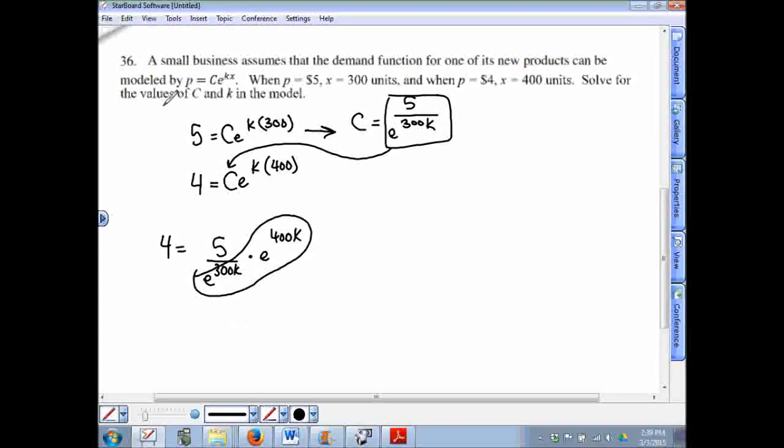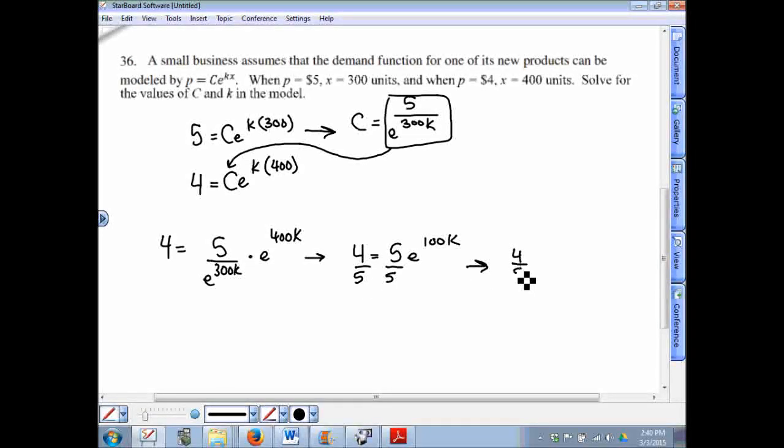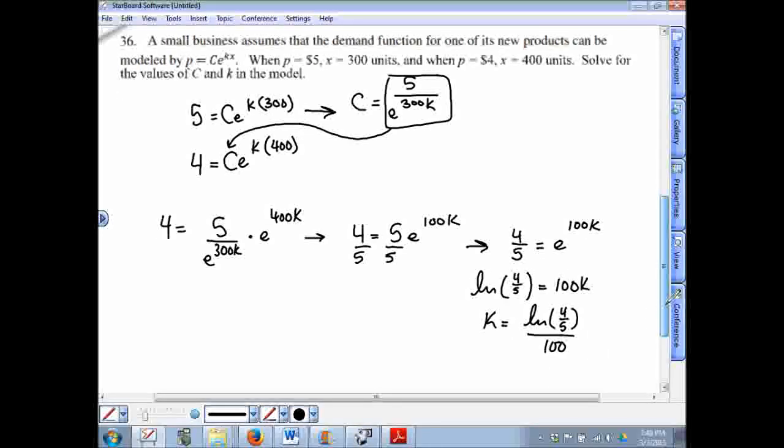So if you consider those two values, e to the 400K divided by e to the 300K, they're exponential expressions that have the same base, and so you subtract the exponent. So this leaves us the equation 4 equals 5e to the 100K. Divided by 5, because now what we're solving for is K. K is a variable that's in an exponent. We can't solve for that as long as it's an exponent, so we have to cancel the base. We have to isolate the base first, so divide by 5. And we get the equation 4/5 equals e to the 100K. Take a natural log on both sides. We have the natural log of 4/5 equals 100K. Divide by 100 and get K is equal to the natural log of 4/5 over 100.